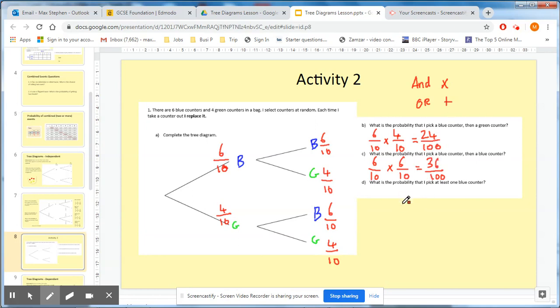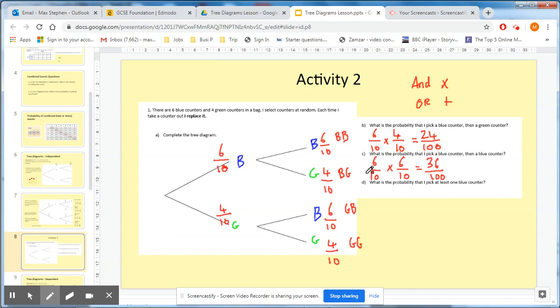The last question is a little bit more complicated. So it says, what's the probability that I pick at least one blue counter? So of all the possibilities that are here, I could either get a blue and then a blue. I could get a blue and then a green. I could get a green and then a blue. Or I could get a green and then a green.